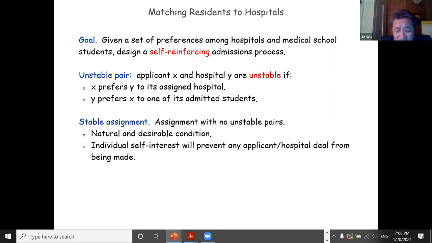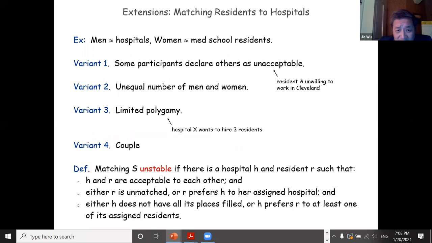So there are lots of interesting similar things. Residency is the same. But I want to look at some other extension. One extension is called couples. This is very interesting. The reason is that I actually relate to my daughters. My oldest daughter and my son-in-law are both doctors. So when they apply, they want to go to the same hospital.